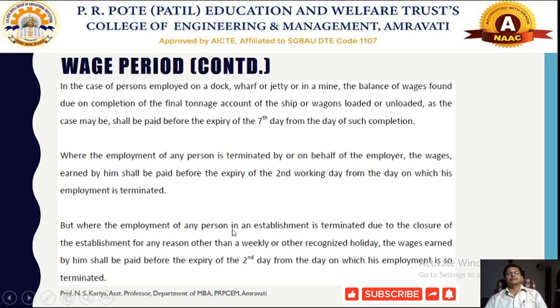But where the employment of such a person in an establishment is terminated due to closure of the industrial establishment, particularly when the industry closes its operations, in that case whatever wages he will receive should be paid before the expiry of the second day from the day on which his employment is terminated. So in case of closure also, whatever total emoluments or wages are due should be given to the respective employee when he completes his period. It should be paid before the second day of the expiry.